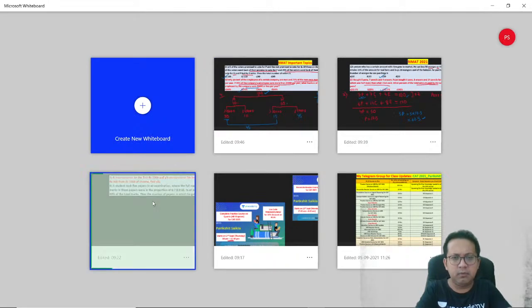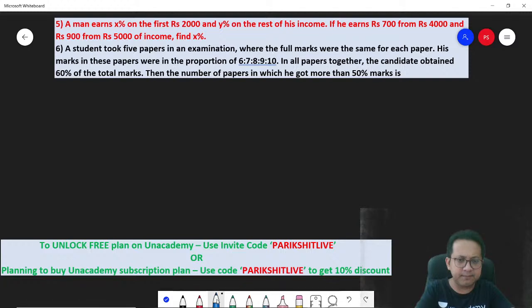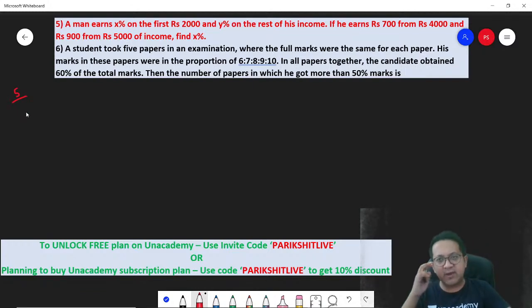Number 5. Okay, number 5 on your screen. A man earns X% on the first rupees 2000 and Y% on the rest of his income. If he earns rupees 700 from rupees 4000 and rupees 900 from rupees 5000 of income, find X%.